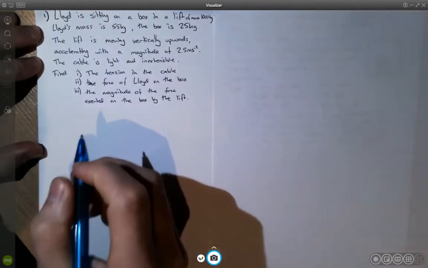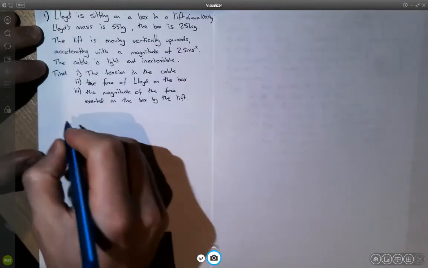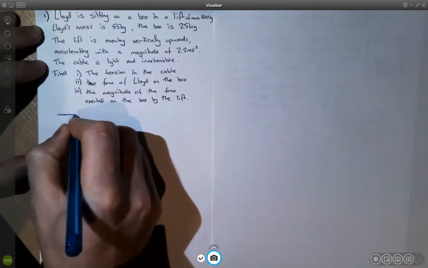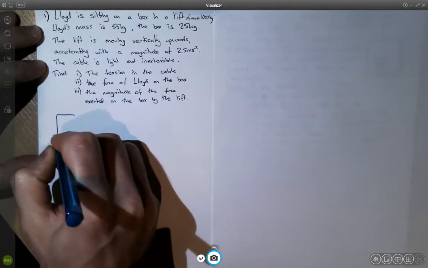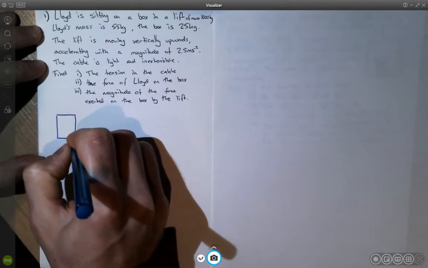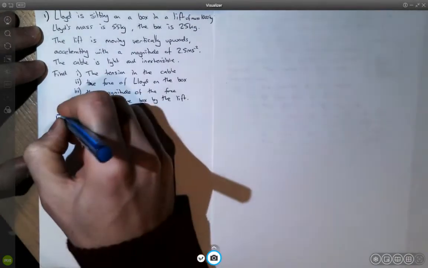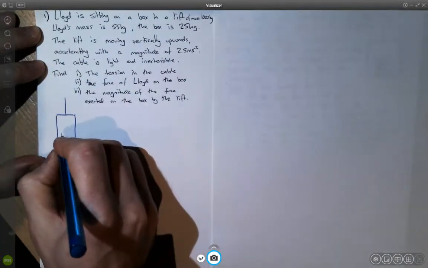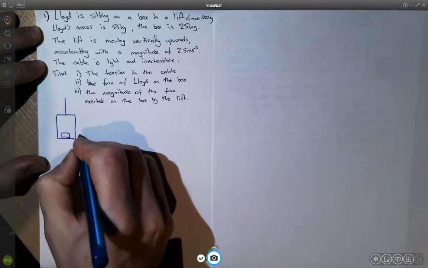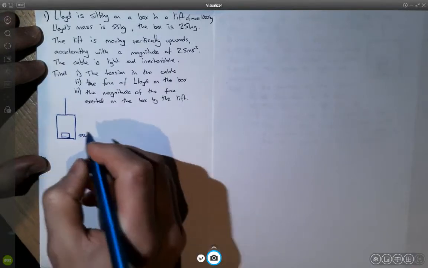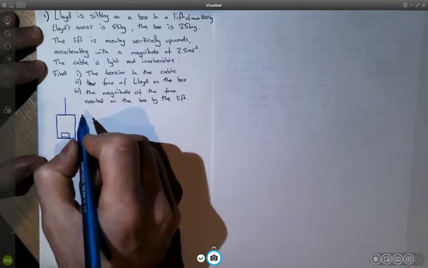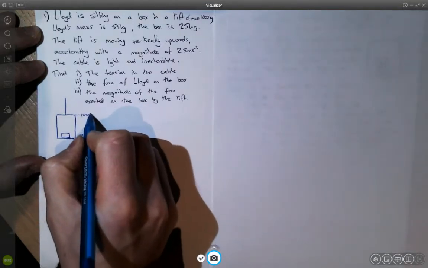So as usual, it's always sensible to draw a quick diagram just to make sure that we have labelled all the forces correctly and have a clear picture in our mind. So let's draw a picture of this lift. Let's draw the box in the lift, which has a mass of 55 kilograms. The lift itself has a mass of 1,000 kilograms.